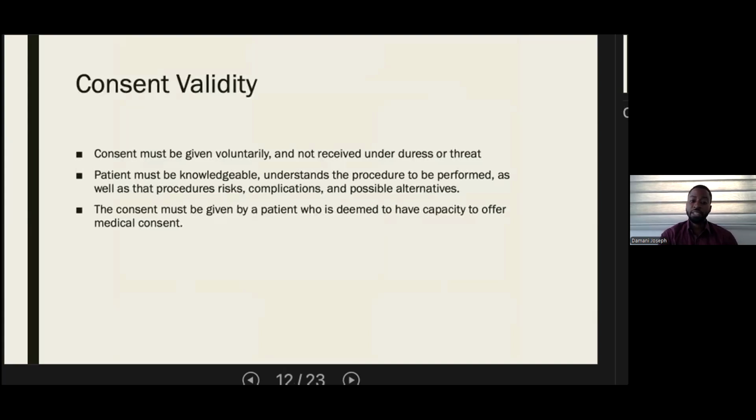So after consenting, how do you deem if consent is valid? So it must be given voluntarily, as I said. It must not be received under duress or threat. Patients must be knowledgeable, that is, they understand the procedure that is being performed, as well as the risks, the complications, and possible alternatives.